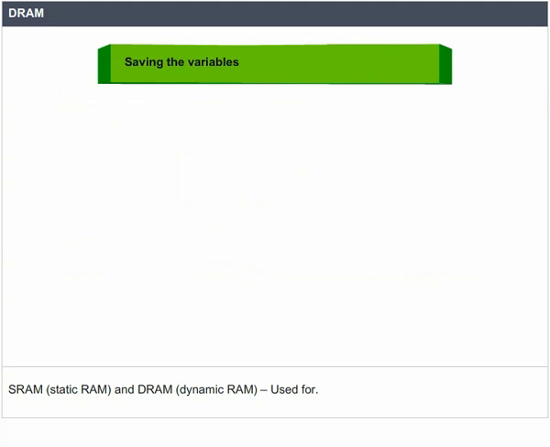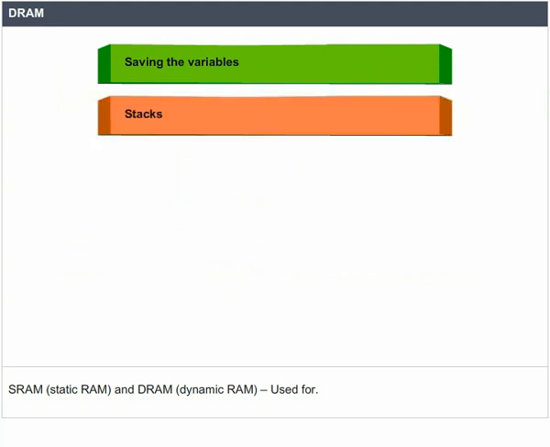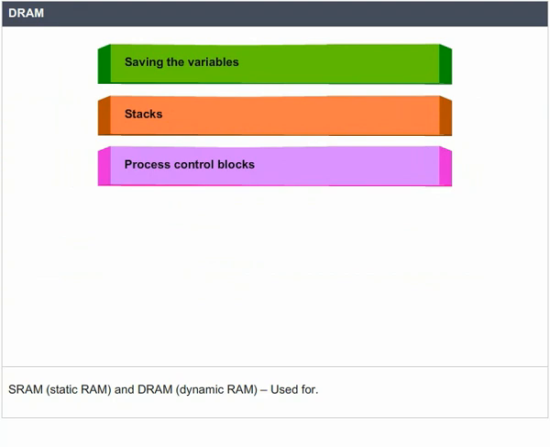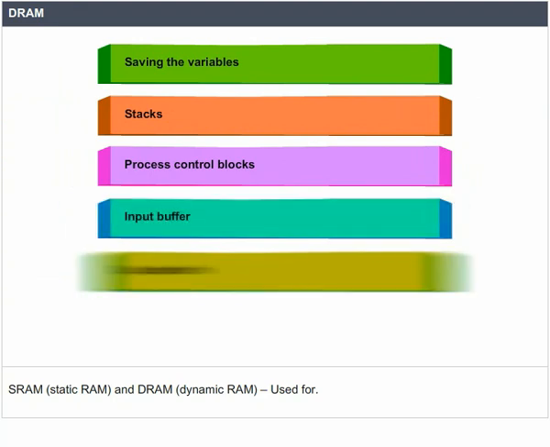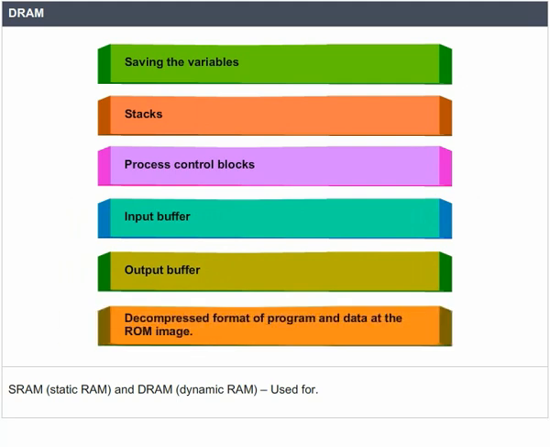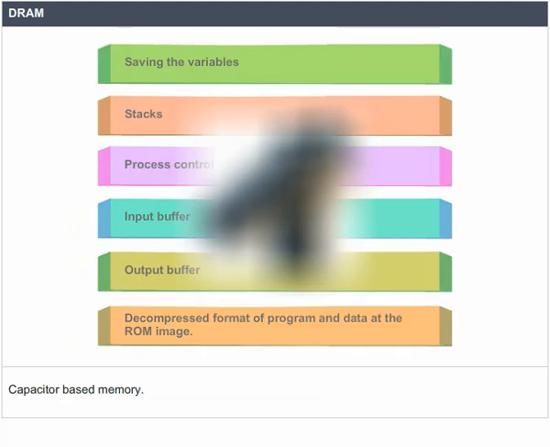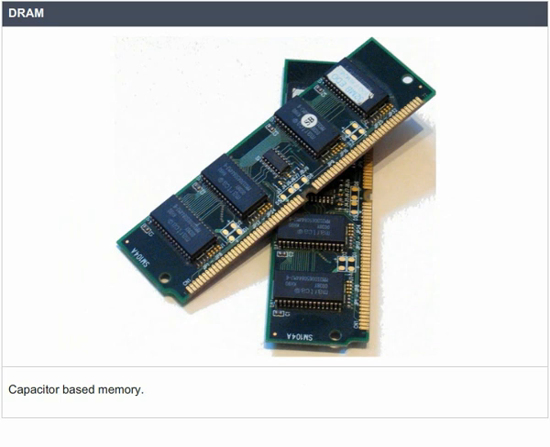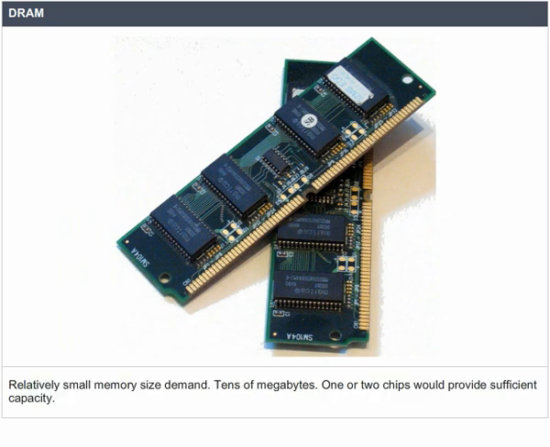SRAM, static RAM, and DRAM, dynamic RAM, are used for saving the variables, stacks, process control blocks, input buffer, output buffer, decompress format of program, and data at the ROM image. DRAM is capacitor-based memory. Regular refresh is required, high power consuming, cheap, large access time, relatively small memory size demand, tens of megabytes. 1 or 2 chips would provide sufficient capacity.